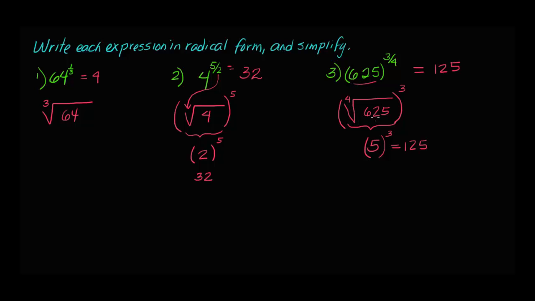For the third example, write the radical. The base is 625 inside the radical. The numerator is what you're going to raise the radical to, the 3rd power. The denominator is your root. Solve inside the parentheses first. The 4th root of 625 is 5, because 5 times 5 times 5 times 5 is 625. Then you raise that to the 3rd power and you get 125.